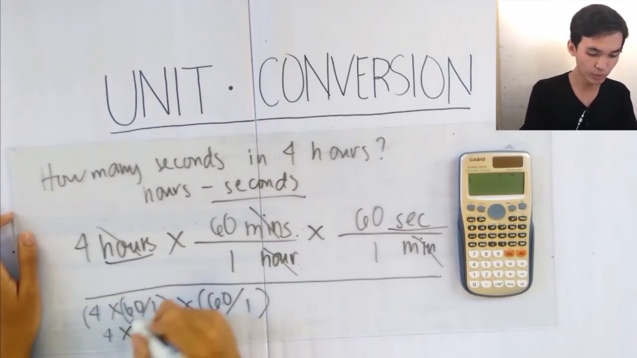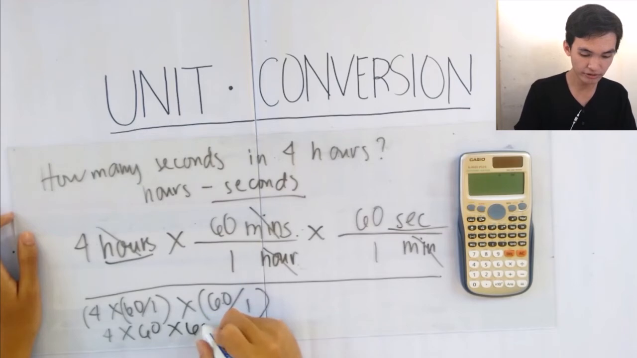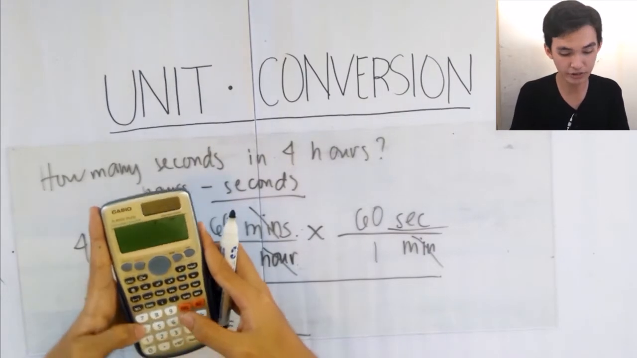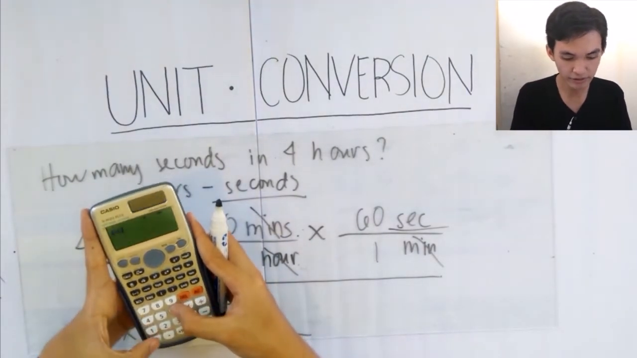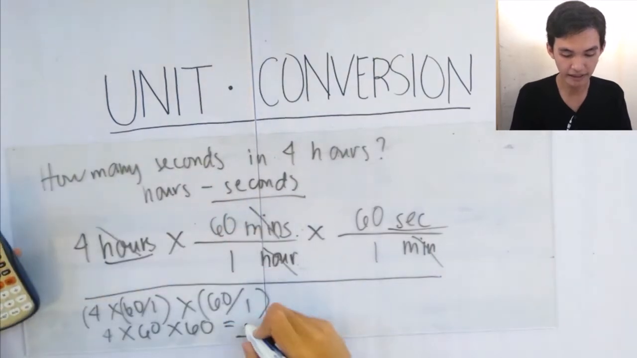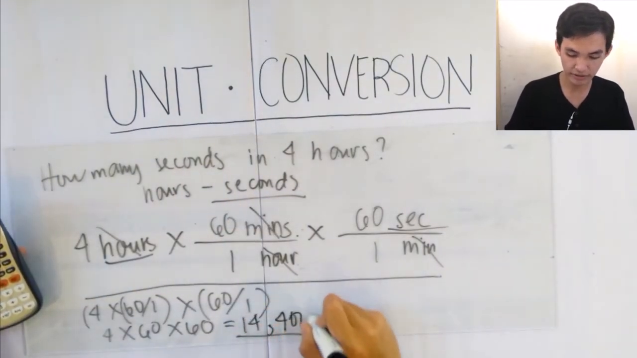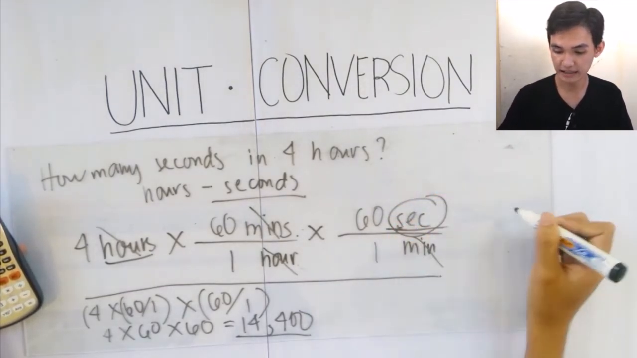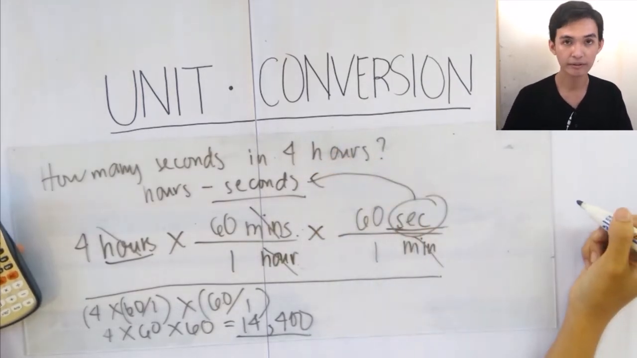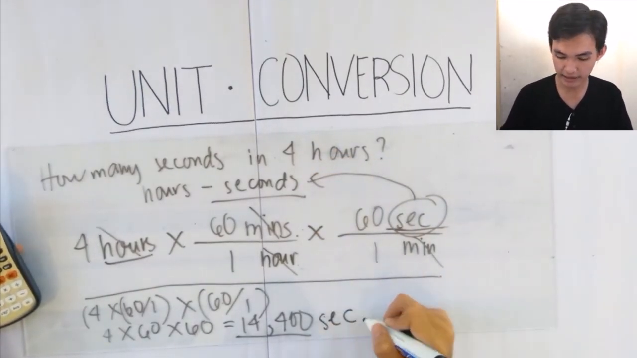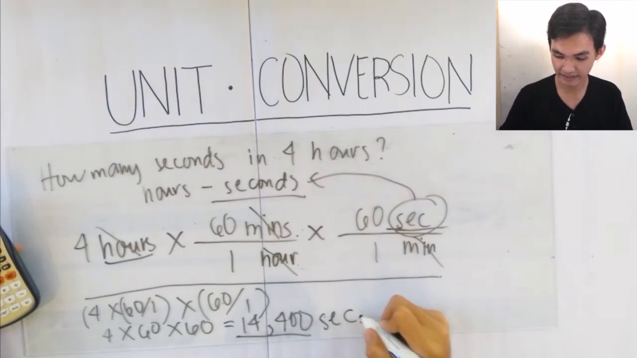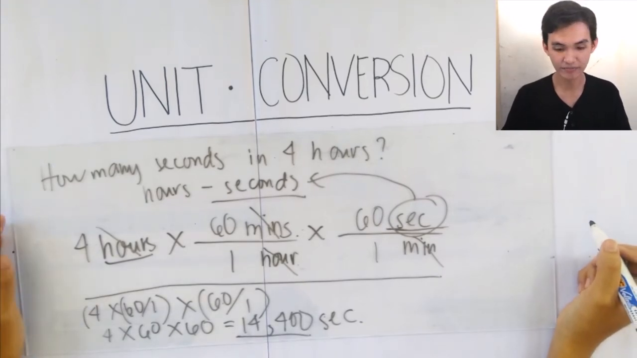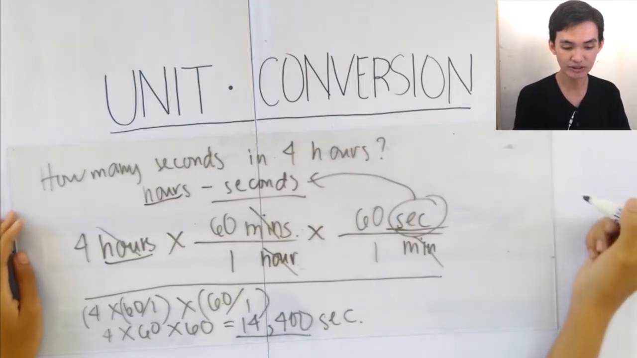So your equation will be simplified to this form, 4 times 60 times 60, and this will be your answer. And if you input it in your calculator, you will have 4 times 60 times 60, and the answer is 14,400. And what is the unit? The unit left in the equation is seconds, which is also being asked in your problem. So just copy the seconds in your final answer, then you have a final conversion from hours to seconds.